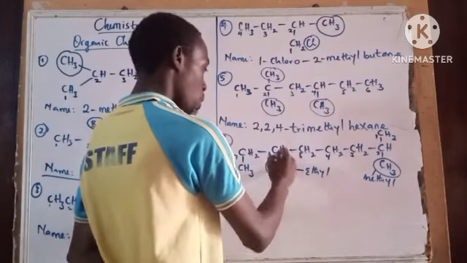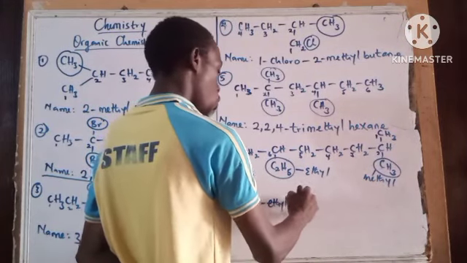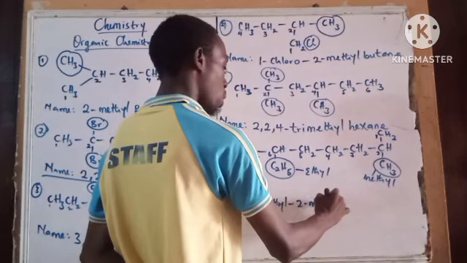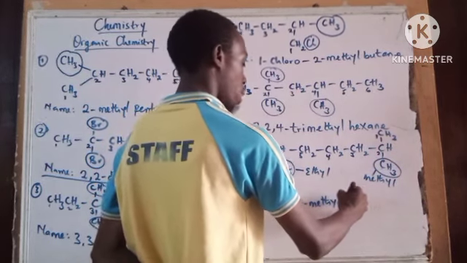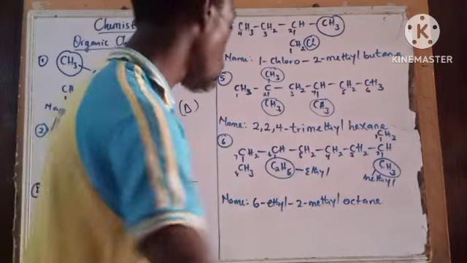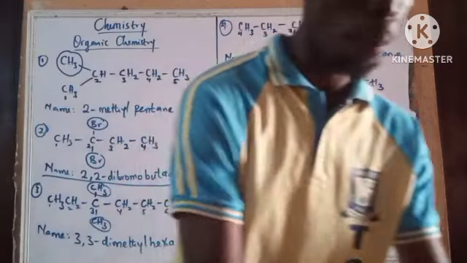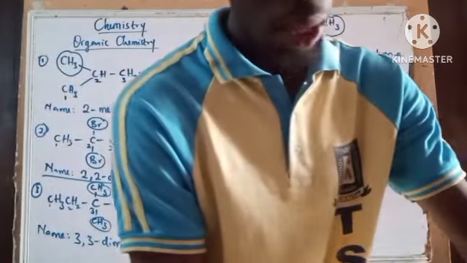So numbering it right to left gives it a lower substituent locant than when I number left to right. So this is going to be 6 ethyl, 2 methyl, and octane. So 6 ethyl, 2 methyl, octane. So that is the compound here in this case.